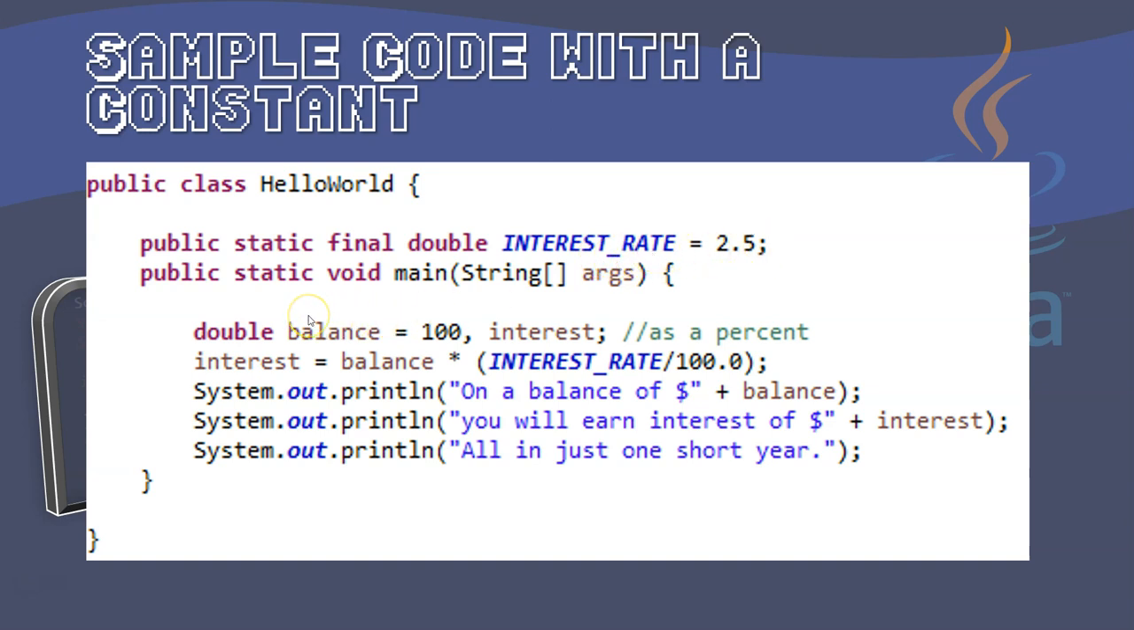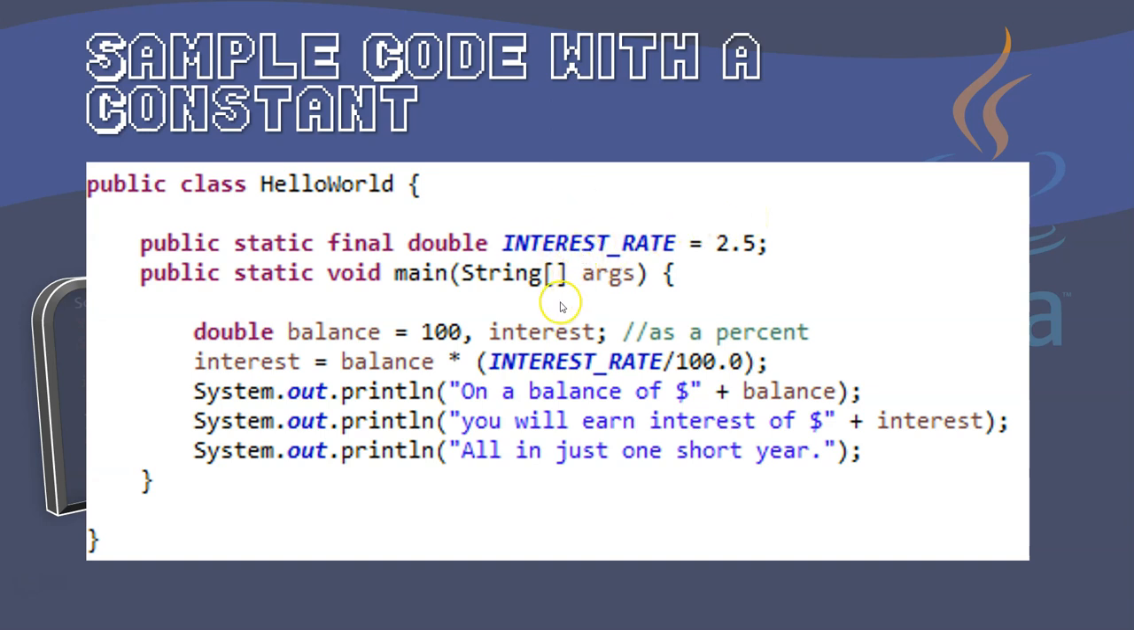And then in here, we have a very simple interest calculation. Double balance equals 100. So we have a very simple little percent coming in here. And we say that interest is equal to balance times interest rate divided by 100. And then we say on a balance of balance, you earn an interest rate of interest in one short year. The important thing I want to show, though, is just how we implement this public static final double. So that's how you do a constant.